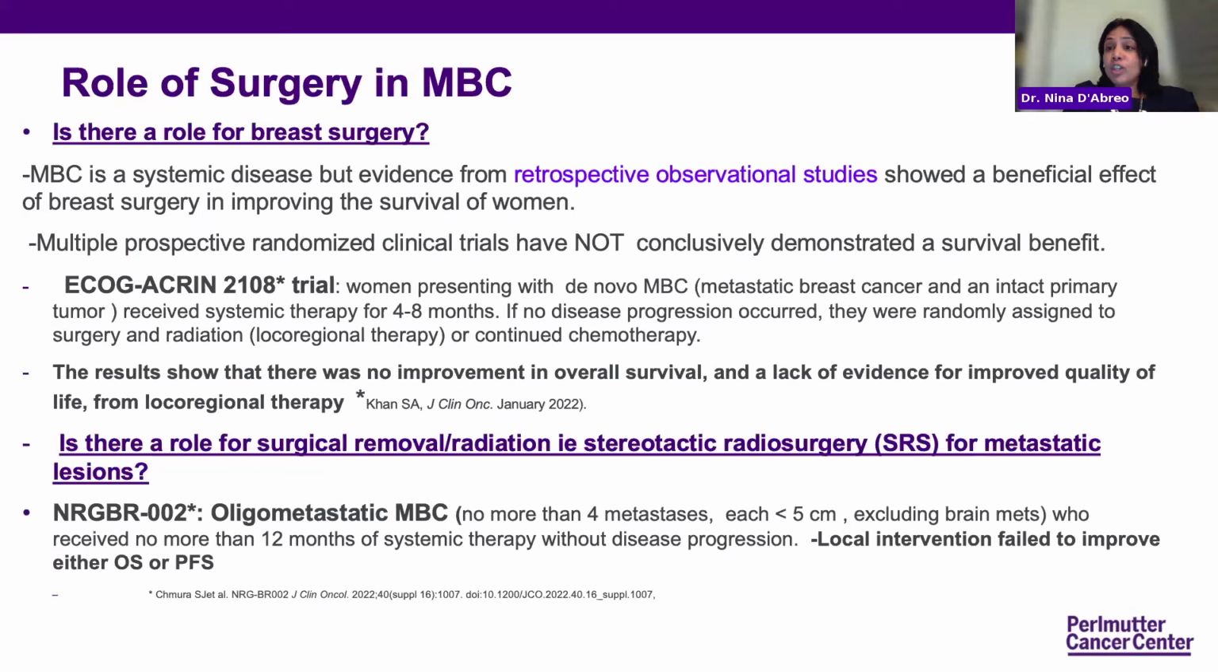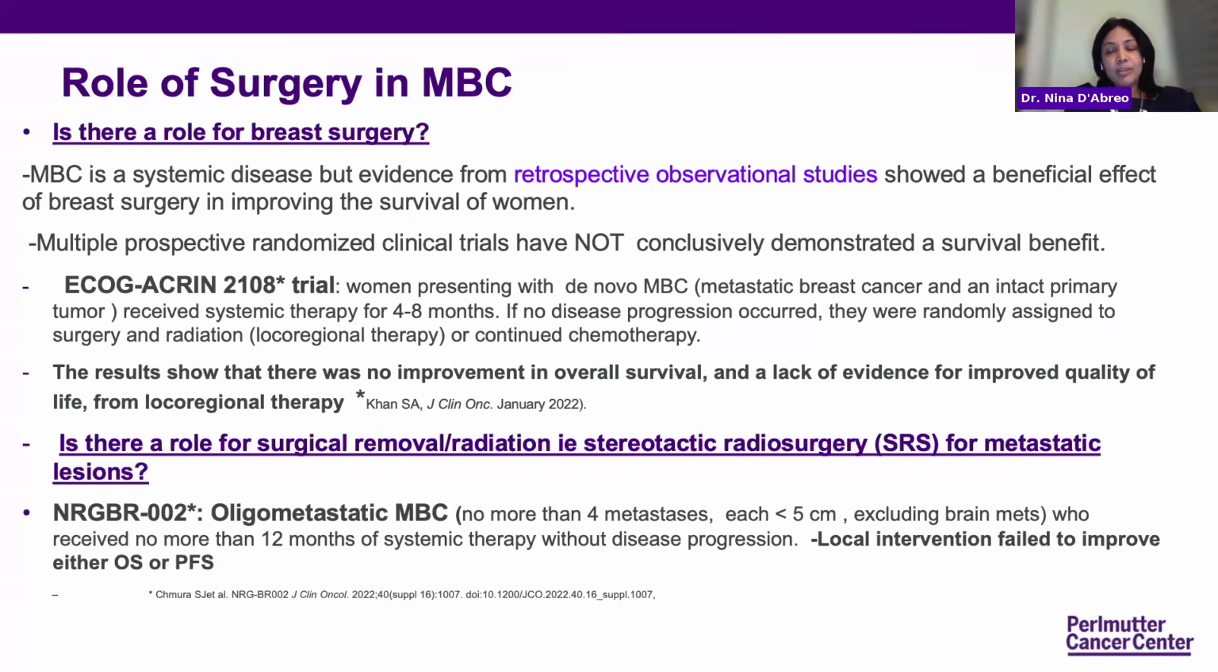Studies have shown that, just by observing women on large studies, there seemed to be a benefit if you took the breast out, even though there was stage 4 disease. As you can imagine, the patients on these studies were healthier women. Maybe they had a lower risk cancer. So there was always that bias.